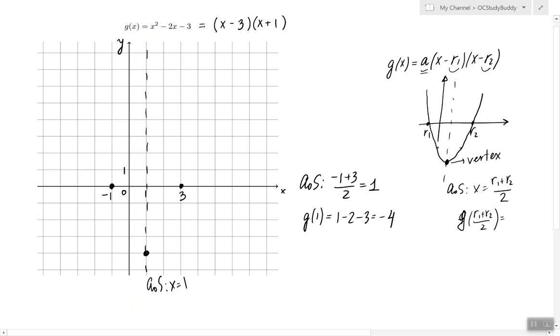So this is our vertex, and we can still take the leading coefficient and interpret it as a stretch factor. So stretch factor 1 means we just have to graph the standard parabola with the vertex at (1, -4) and x-intercepts -1 and 3, which is pretty straightforward. So the parabola then will look like this. So this is how you graph a quadratic function given in factored form.